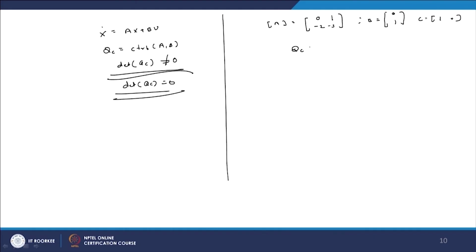So, controllability: QC equals CTRB(A, B). First of all we have to define A, that is [0 1; -2 -3], and define B as [0; 1]. Then after A and B, we use the command QC = CTRB(A, B). We write the determinant of QC, and we get -1, and therefore we can say that controller design is possible.